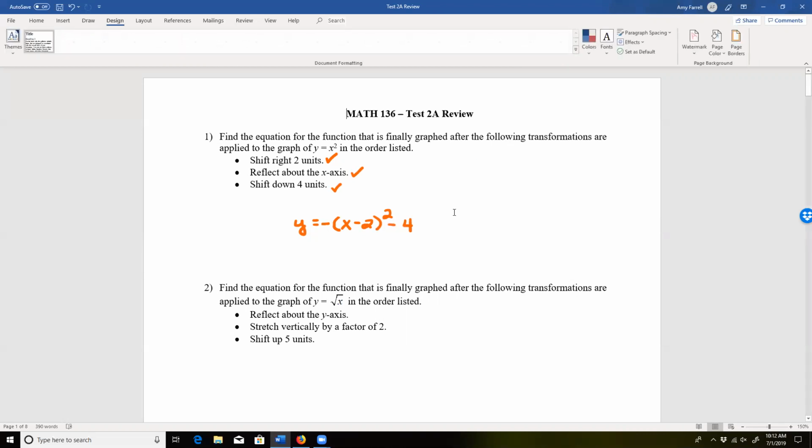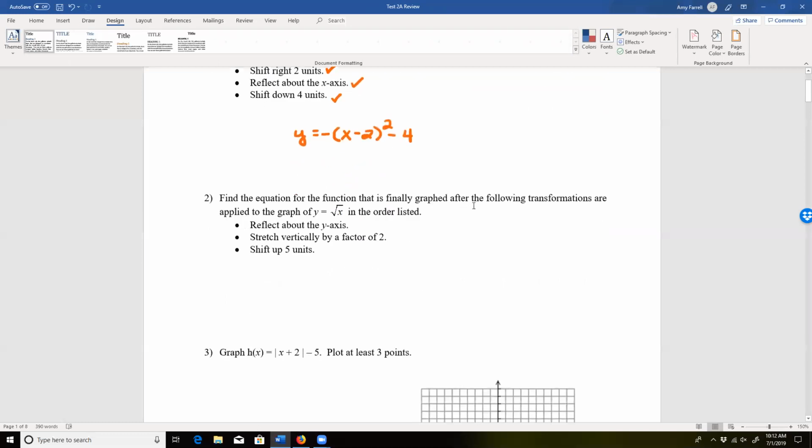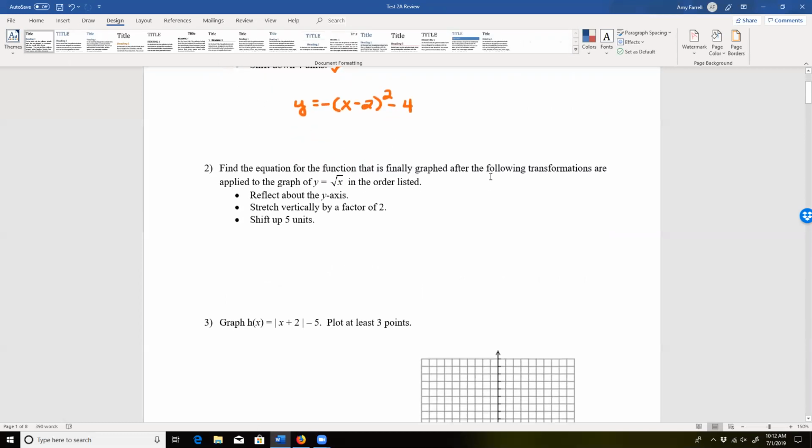Okay, we have another one. This one has a different starting function, or parent function, if you want to call it a parent function. So we have y equals the square root of x. This time we want to reflect about the y-axis. This is when we're going to negate the x inside the grouping symbol, which in this case is a square root symbol. So reflecting about the x-axis, notice we put it in front, y-axis is inside.